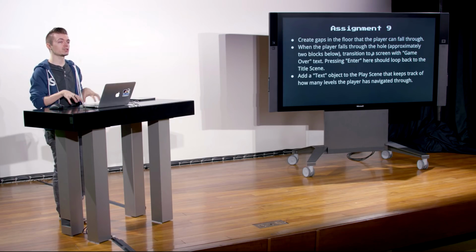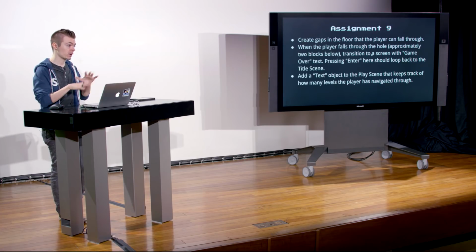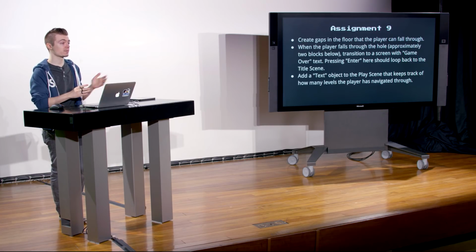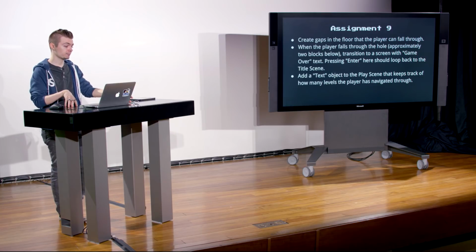Then you should transition to a new screen that says Game Over. So create a new scene, very similar to the first scene that we looked at, which was just the title screen. And you can probably copy most of that. But that scene should say Game Over. And then pressing Enter there should load the title scene, right? And then lastly, add a text object to the play scene that just keeps track of how many levels you've navigated through. And you can probably do this with some kind of static variable. But any solution that accomplishes it is welcome. But altogether, all pretty easy pieces to put together.